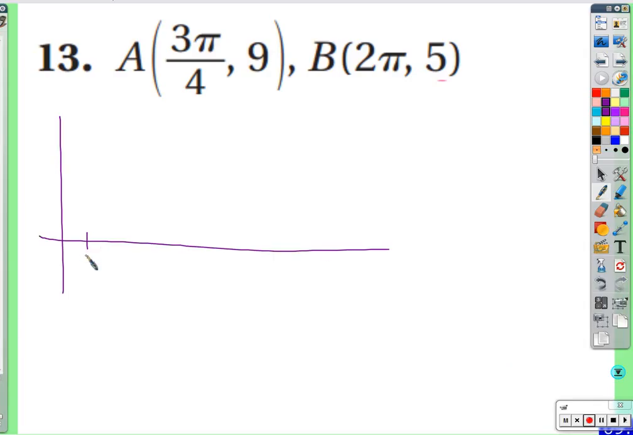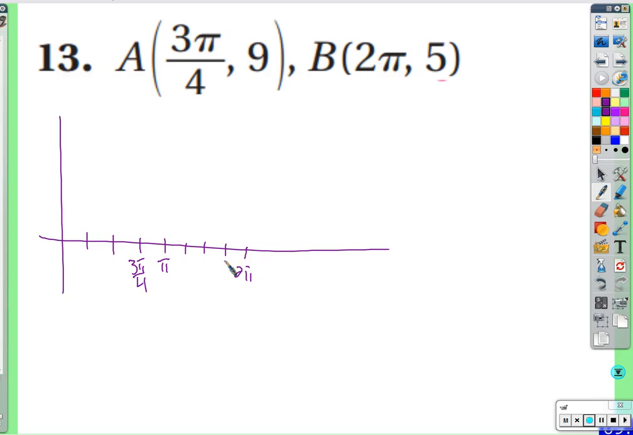Okay, so just looking at these two x values, we have 3 pi over 4 and 2 pi. I'm just going to make each tick mark pi over 4, just to make everything a little easier to follow. This is going to be 3 pi over 4. This would be pi. I'll just double that. Good. 2 pi. I'm going to get 5 pi over 4, 3 pi over 2.